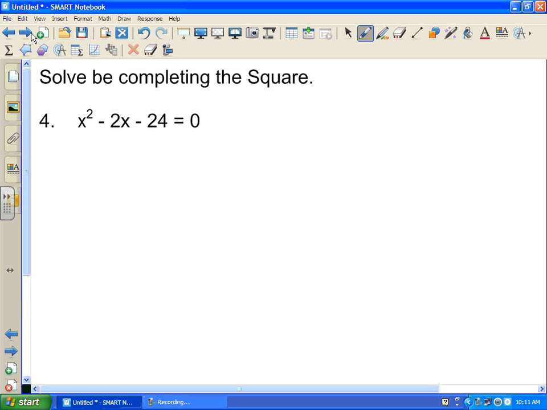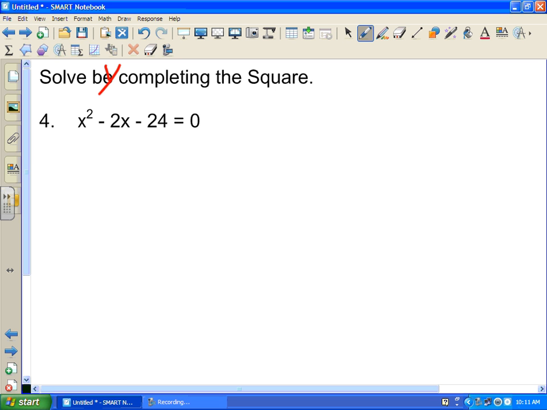Okay. Now we're going to use that to solve by completing the square. We're going to do 5 of these. We have x squared minus 2x minus 24 equals 0.